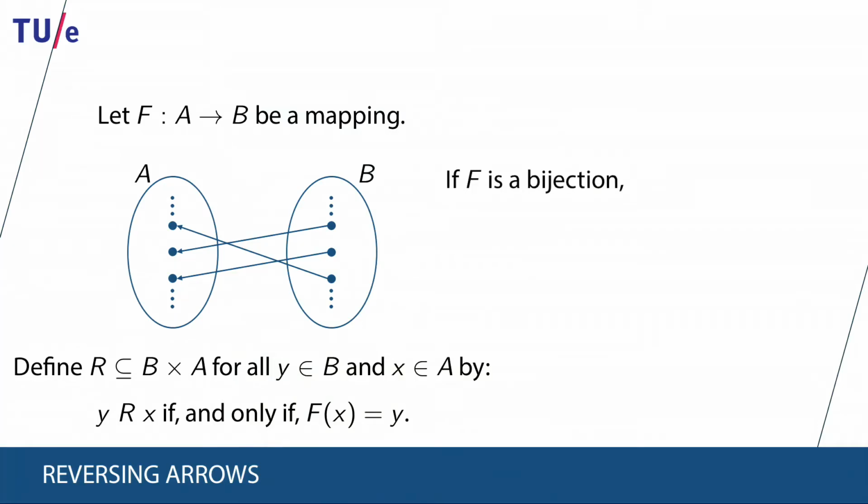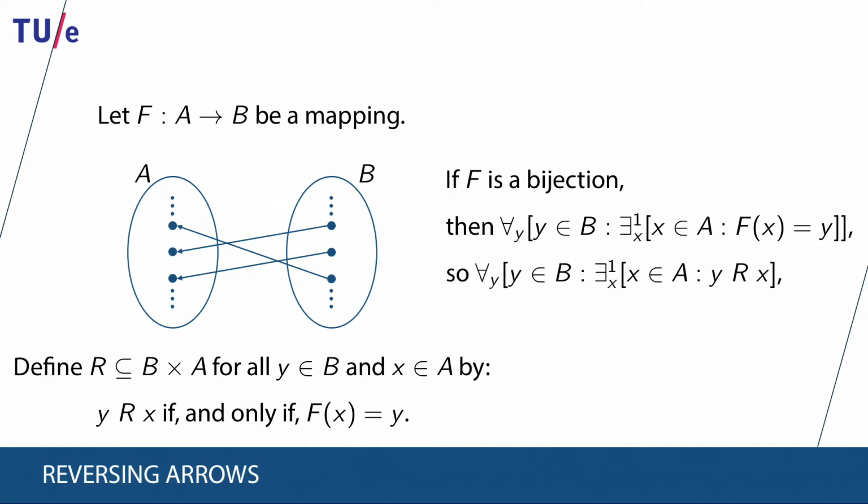Now we may observe that if f is a bijection, then according to the property of bijection, it satisfies the formula for all y in B there exists a unique x in A such that f of x equals y. Using the definition of R, which states that the predicate f of x equals y is equivalent to the predicate y R x, we may replace f of x equals y by y R x. We then get the formula for R is a mapping.